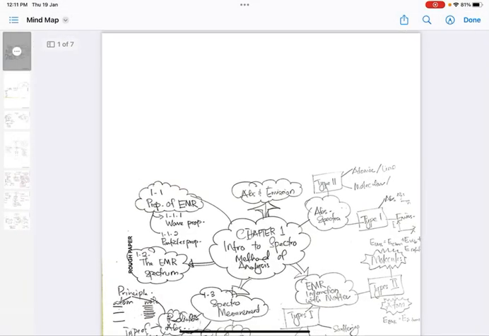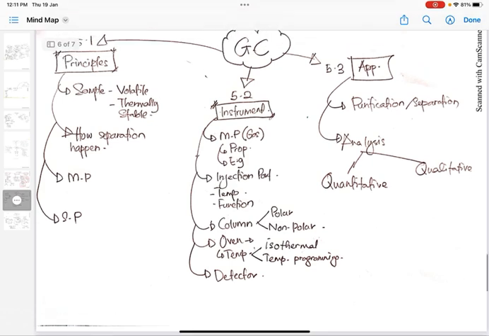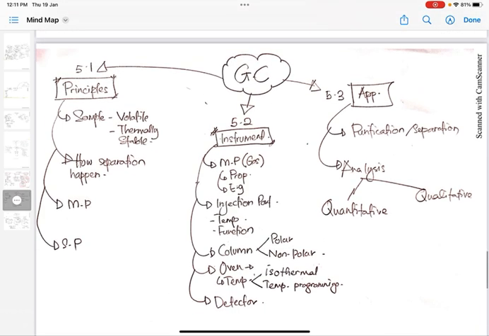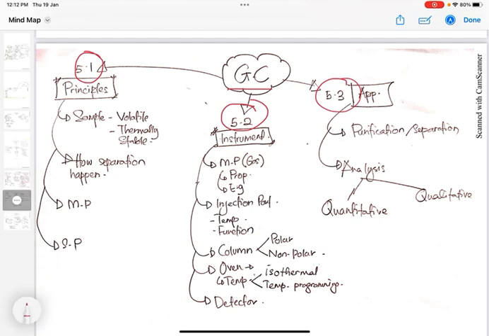Okey, bismillahirrahmanirrahim. Untuk hari ni kita nak tengok chapter 5 ya. So untuk chapter 5 kita ada 5.1, 5.2 and 5.3. For under 5.1 principle of gas chromatography, yeah, chapter 5 is gas chromatography. So 5.1 kita akan tengok principle of gas chromatography.